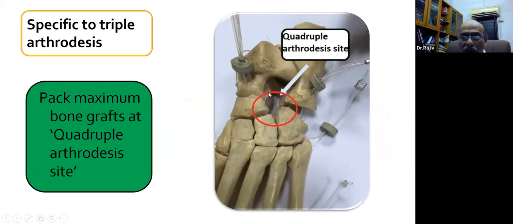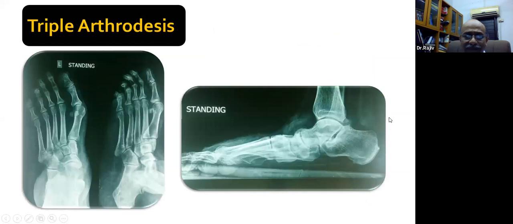And this is called the quadruple fusion site, where you have the talonavicular joint, you have a subtalar joint here, you have a calcaneocuboid joint here. These joints, wherever they are, this is the area where you have to put your bone graft so that all these four unite very well.